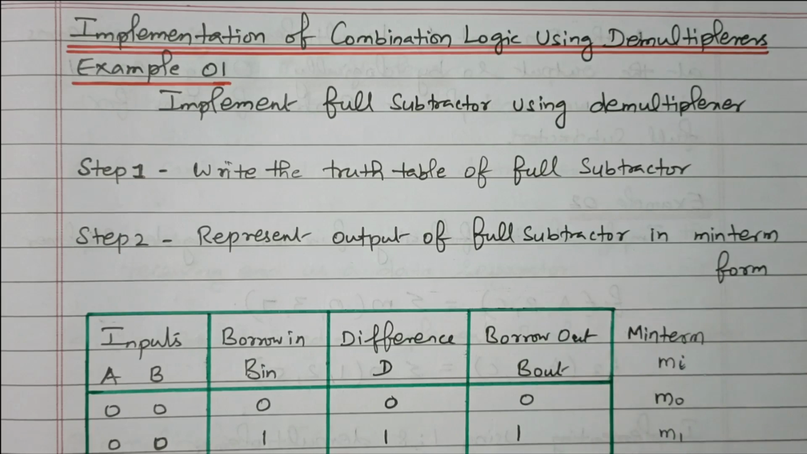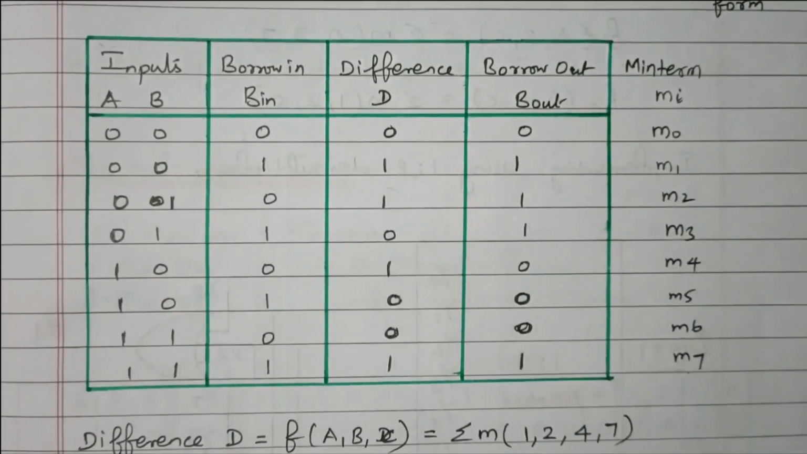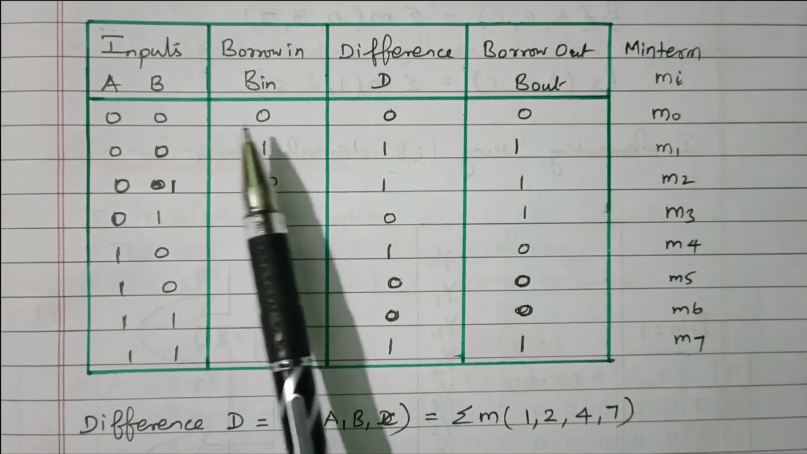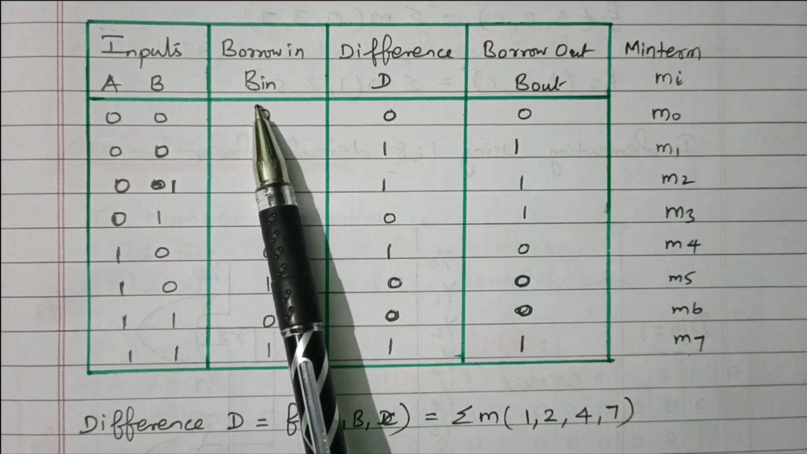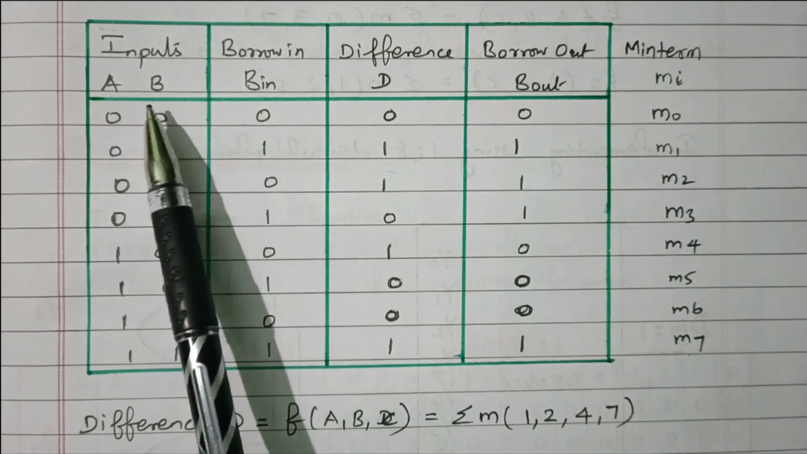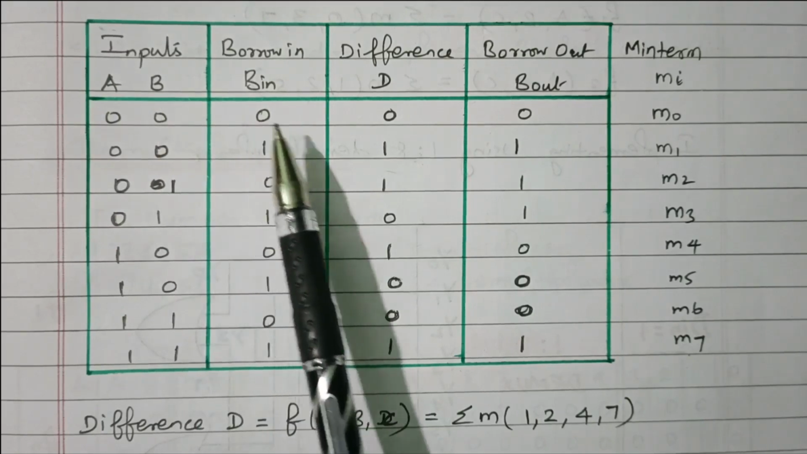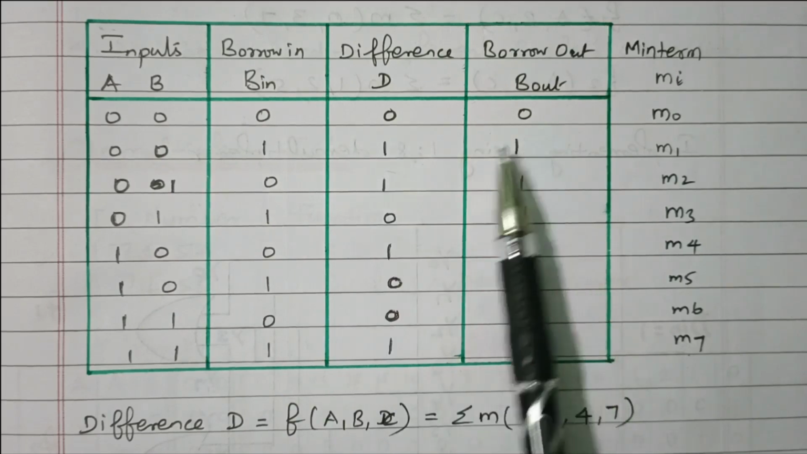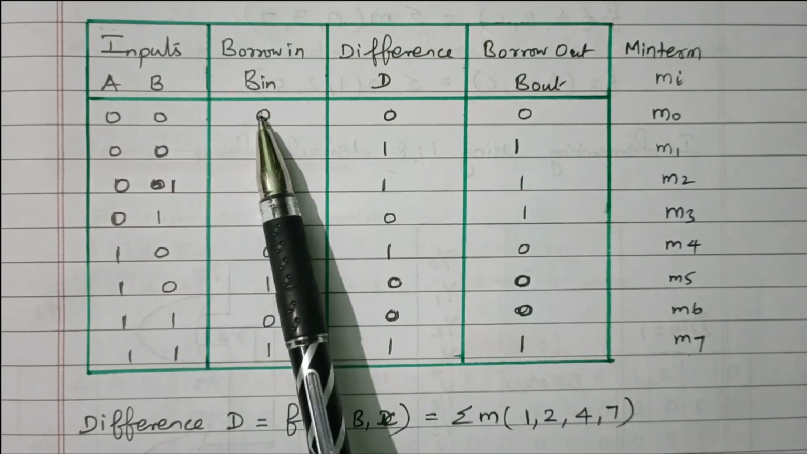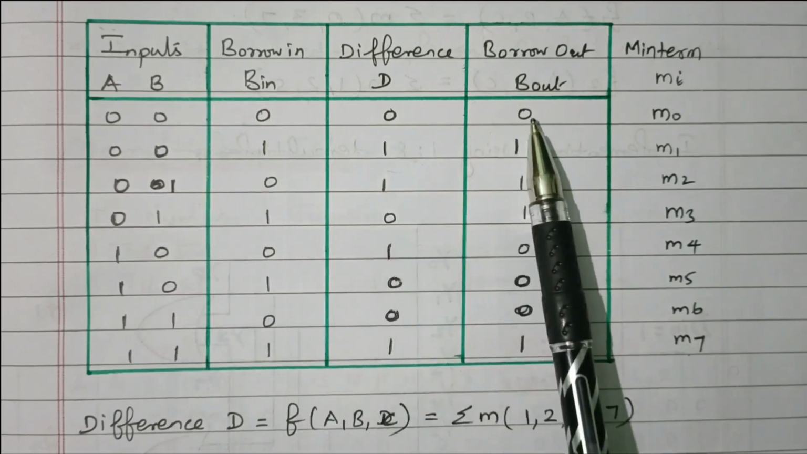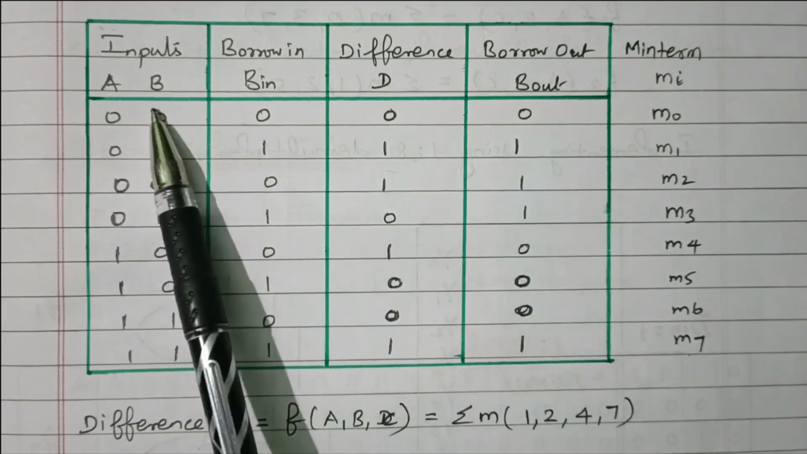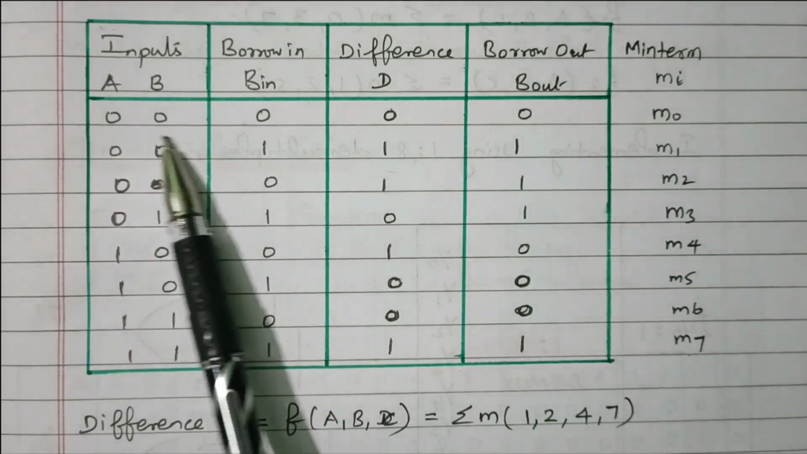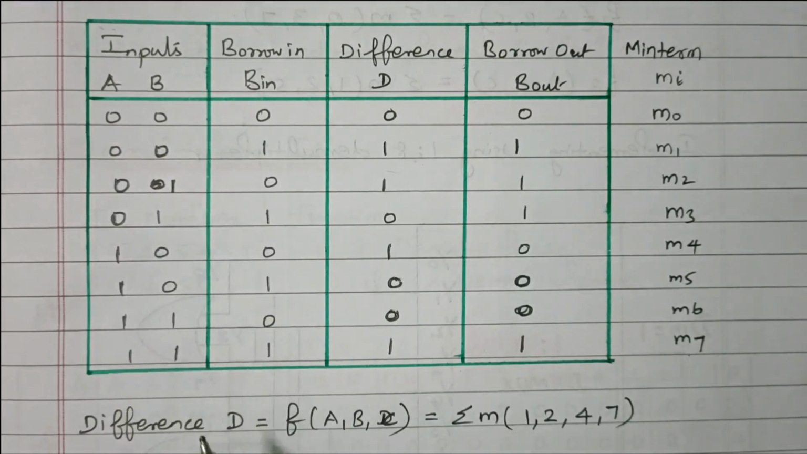Now we'll see the truth table of the full subtractor. The full subtractor has two terms, A and B, and the borrow from the previous digit, borrow in, B in. So totally 3 inputs: A, B, borrow in, right? Then the outputs are the difference and borrow out, which is the borrow for the next digit. So A, B, borrow in are 3 inputs, and difference and borrow out are the 2 outputs. Because of 3 inputs, 2 to the power 3, there are 8 combinations available, 0 0 0, 0 0 1 up to 1 1 1, right?